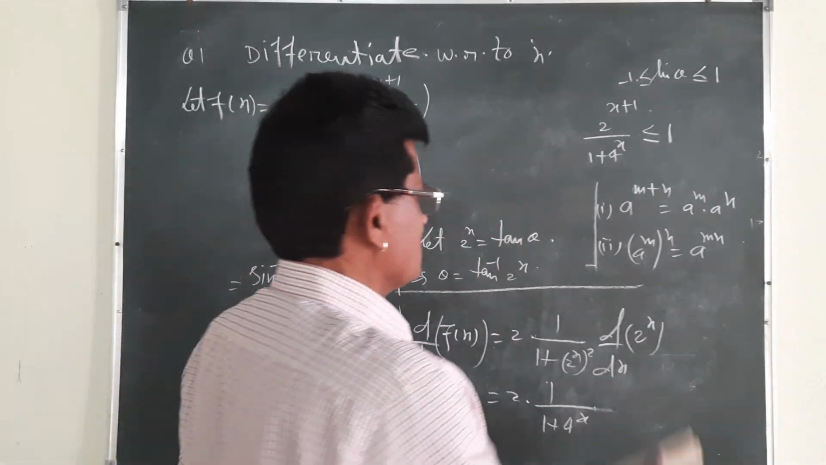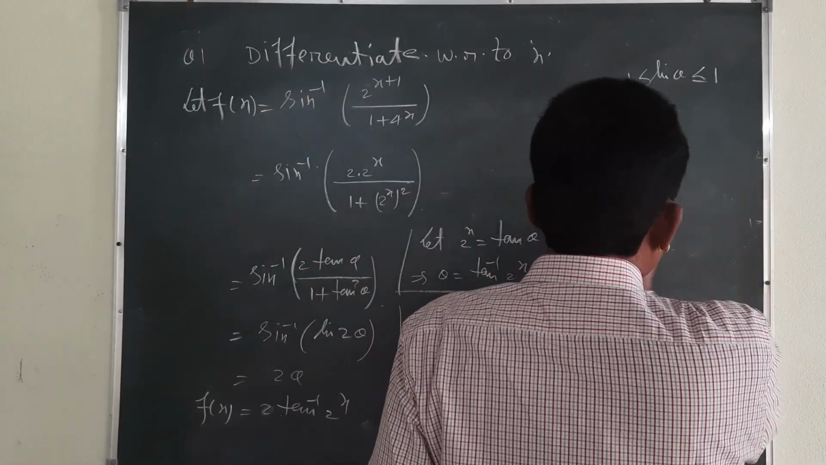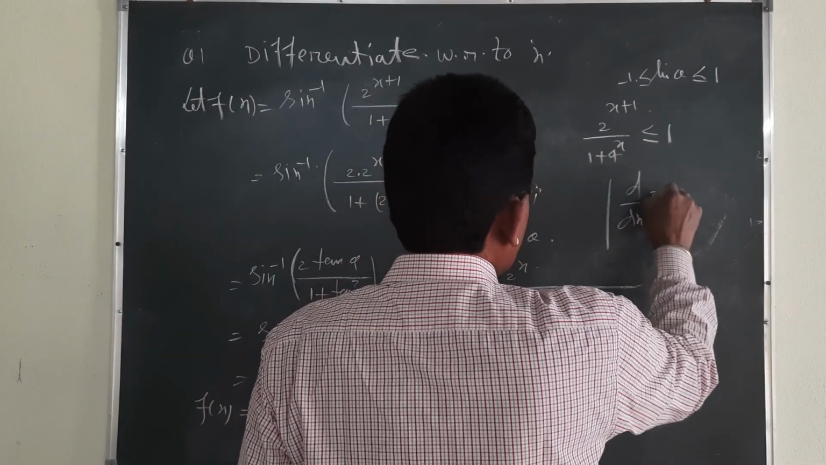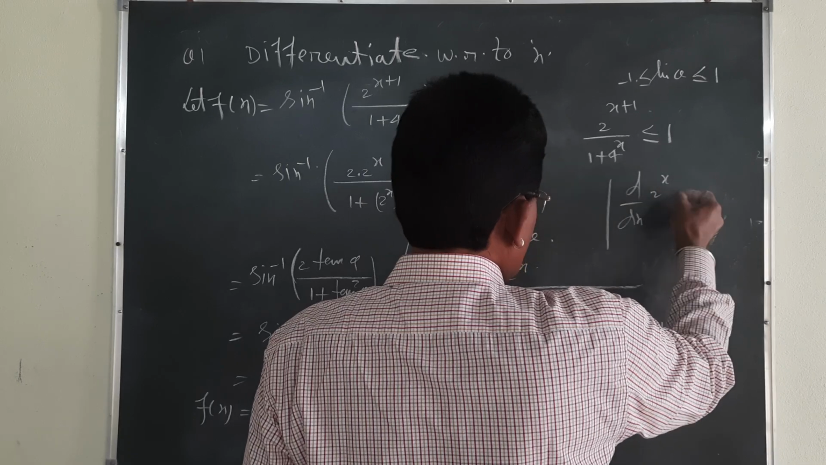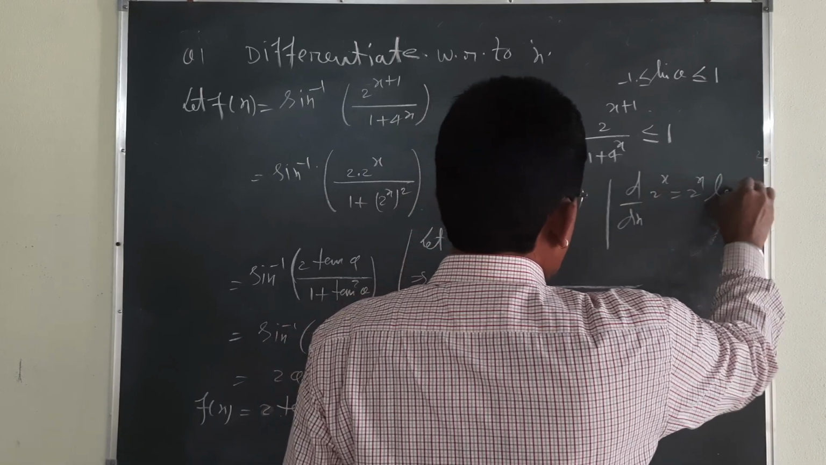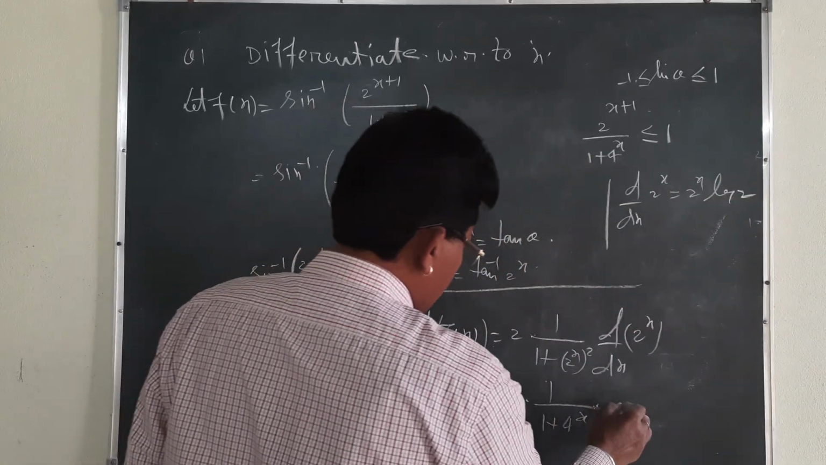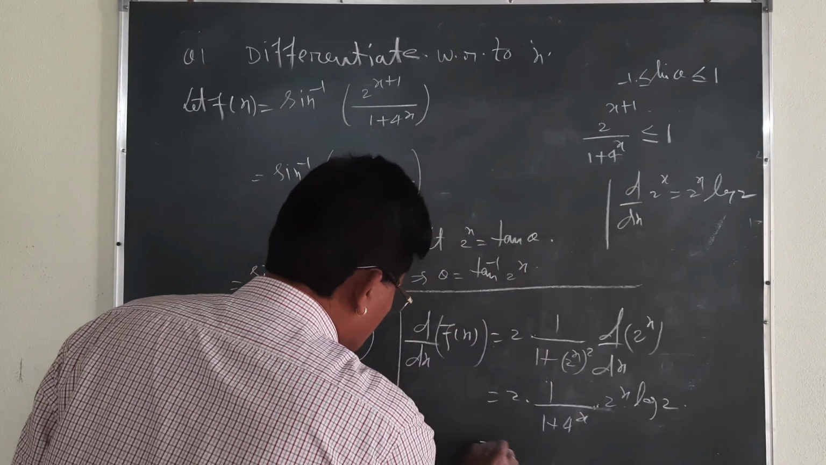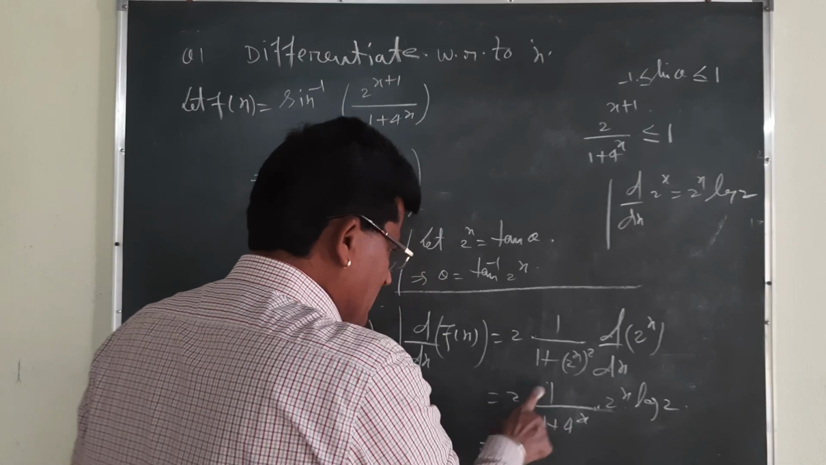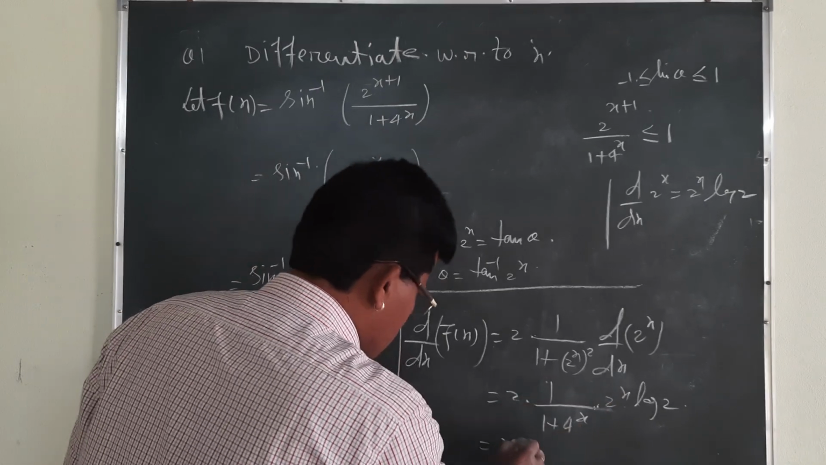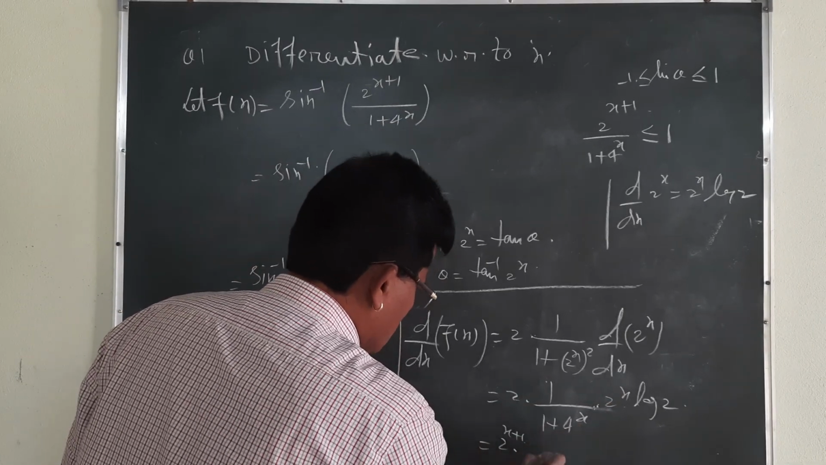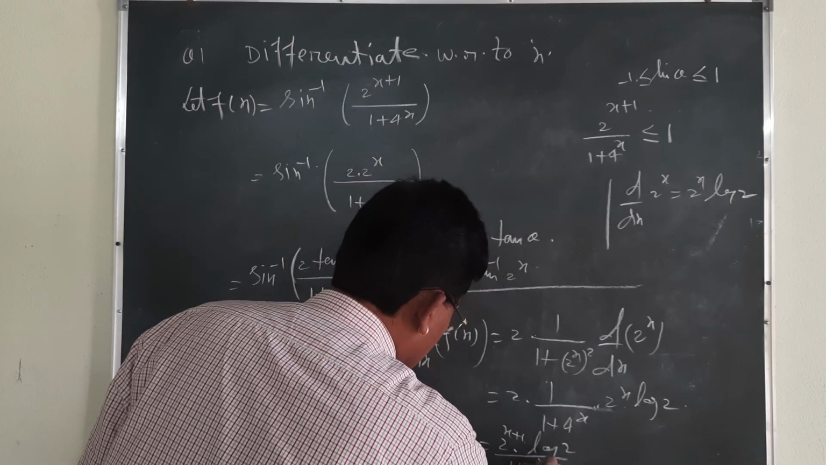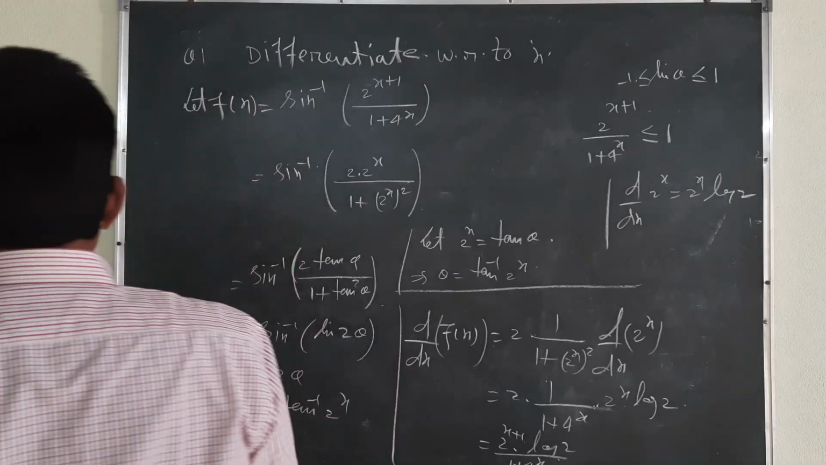Let me write over here its value. Differentiation of 2 to the power x, or a to the power x, this is the formula: a to the power x log a. So 2 to the power x log 2 is its value. And its differentiation will be 2, you see, 2 into 2 to the power x, 2 to the power x plus 1 into log 2, divided by 1 plus 4 to the power x. This is its value.